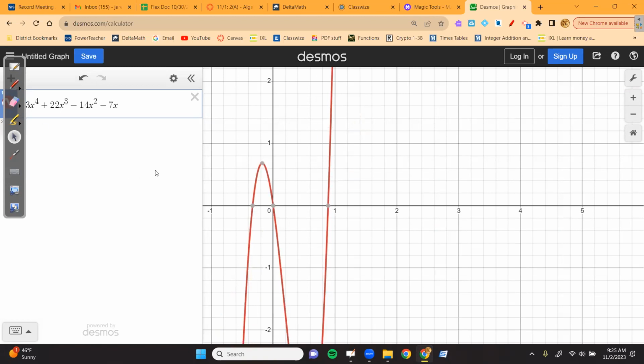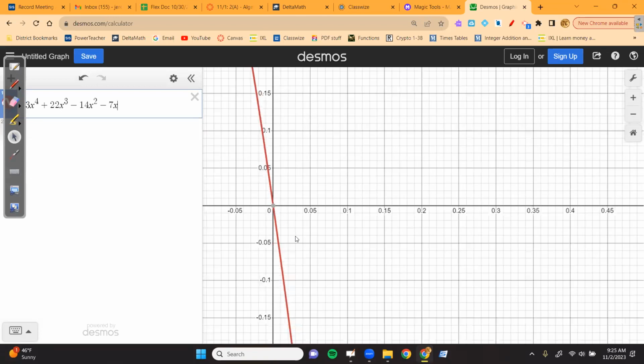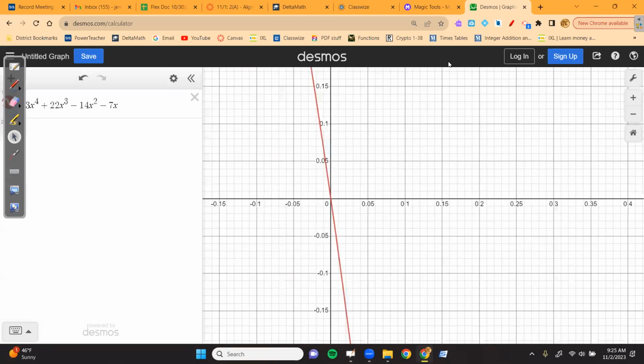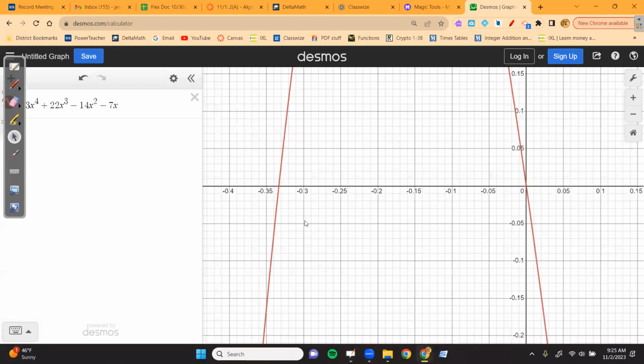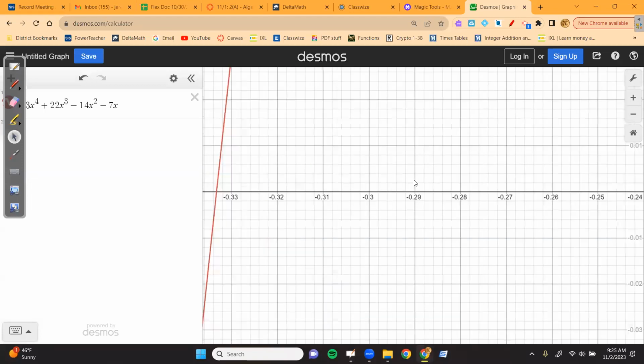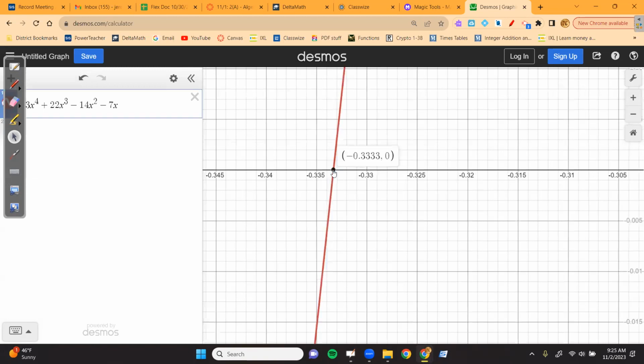Here's my graph. So we knew that 0 was going to be nice, right? Who else did we know was going to be nice? A third, negative a third, right? So if I go back to Desmos now and I zoom in on negative a third, Desmos won't show this to me as a third, but you recognize that point right there as negative a third. Those are called rational solutions.